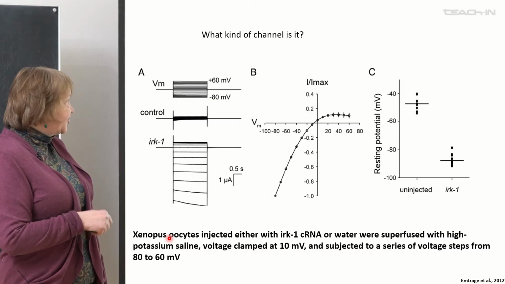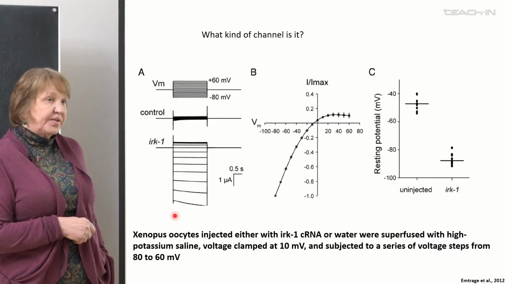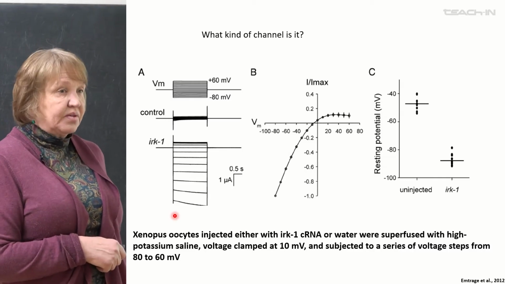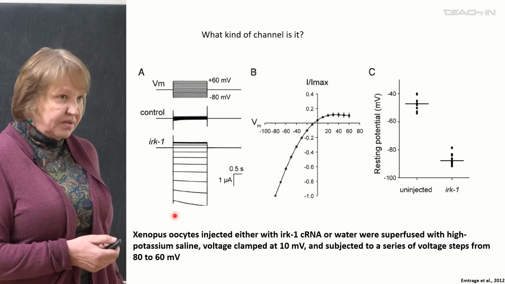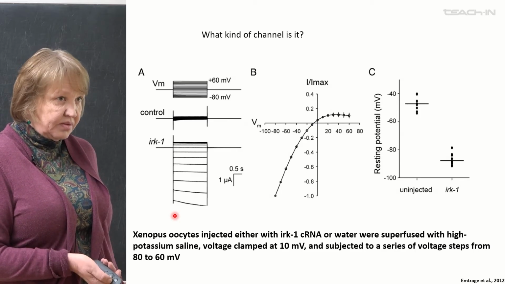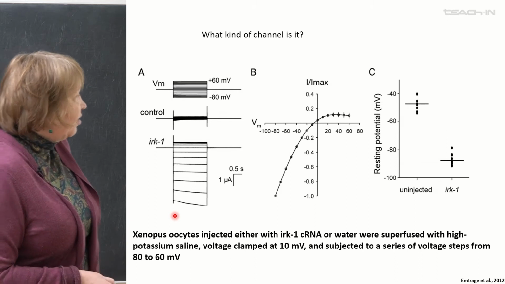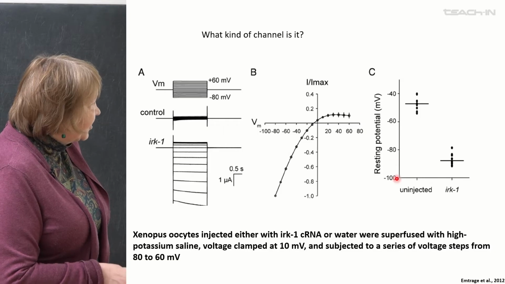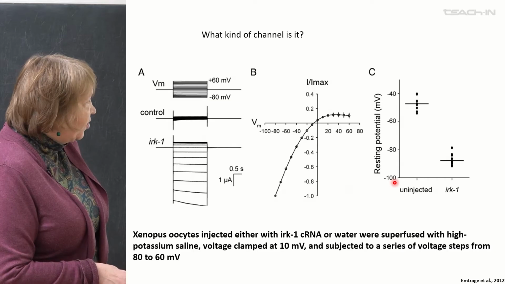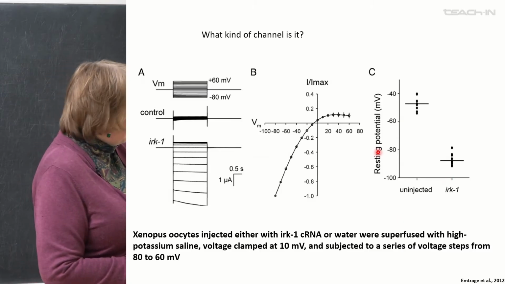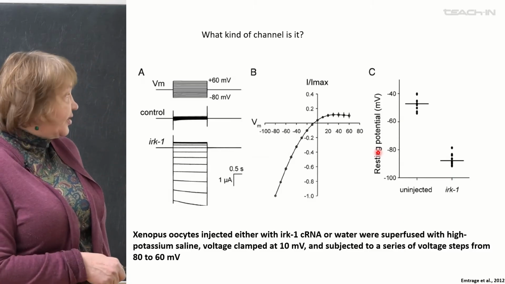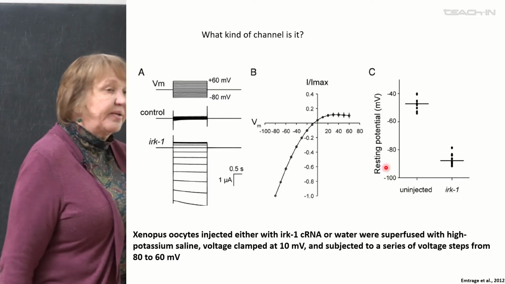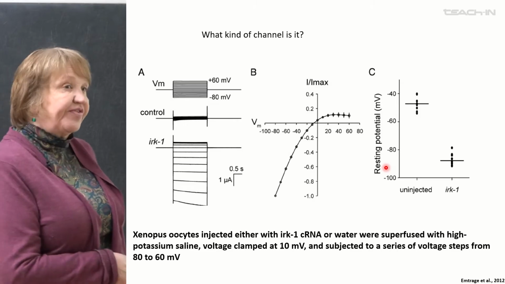Alexander, why do you think it is necessary to show this? It's necessary to separate the activity of a studied channel from the channels that belong to this oocyte cell naturally. Excellent. Also, you see here you have membrane potential, resting potential. So how do you explain these data? Resting potential in uninjected Xenopus and resting potential in injected Xenopus. Why do we have such a difference?